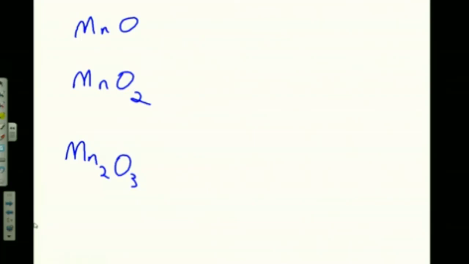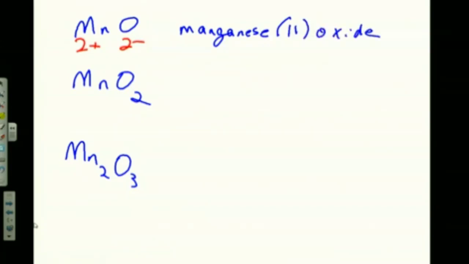How we doing? All right. What's the charge on oxygen? Always. Oxygen is always 2 minus. And how many oxygens do I have? 1. So that must mean that this manganese is what? 2 plus. So this is manganese 2 oxide. Okay?